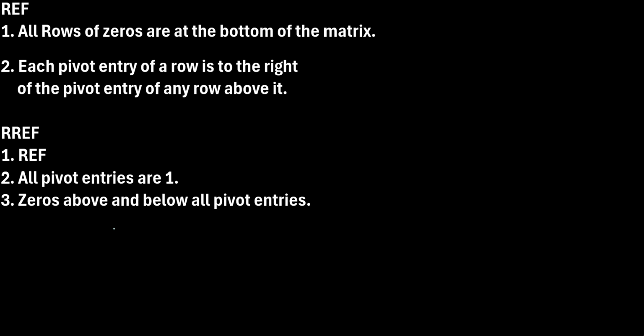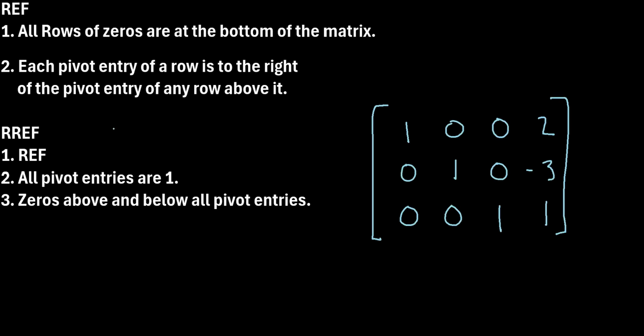So let's work through a few examples. All right, let's say we have the following matrix. Is this matrix in reduced row echelon form? Well, let's run through the criteria. First, we need to make sure, are all rows of zeros at the bottom of the matrix? Well, we can see that in this matrix, there are not any rows of all zeros. So by default, that criteria is met.